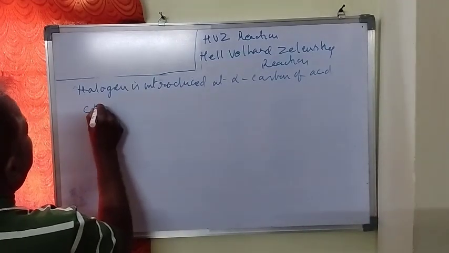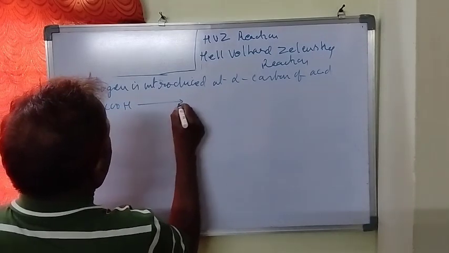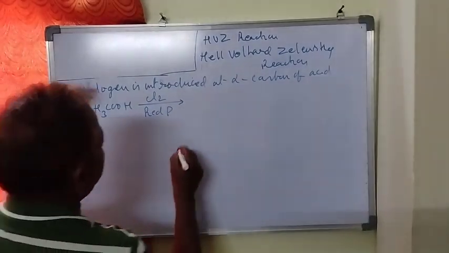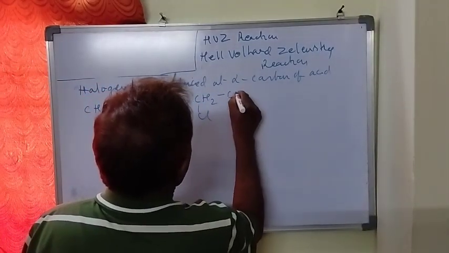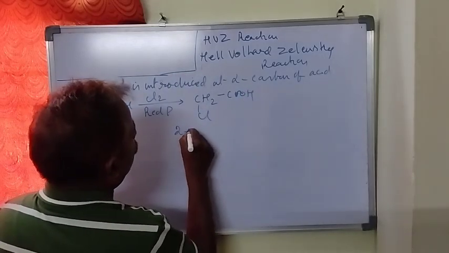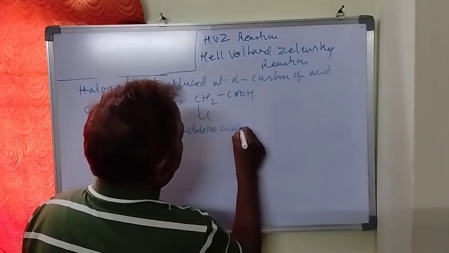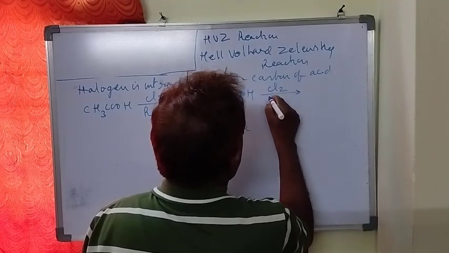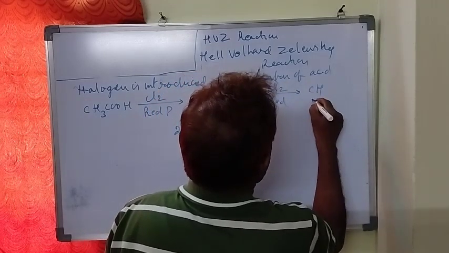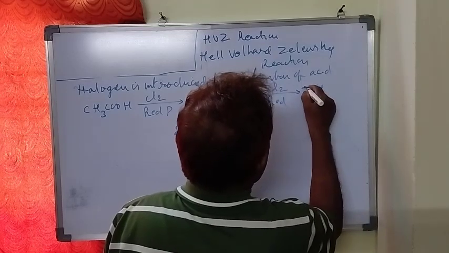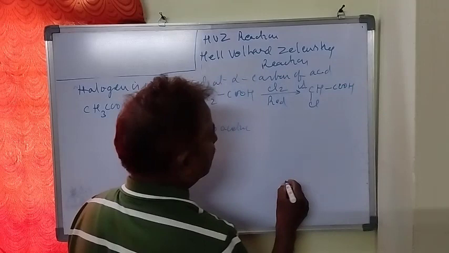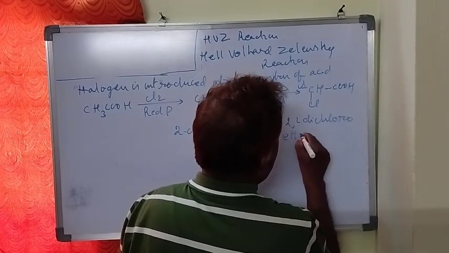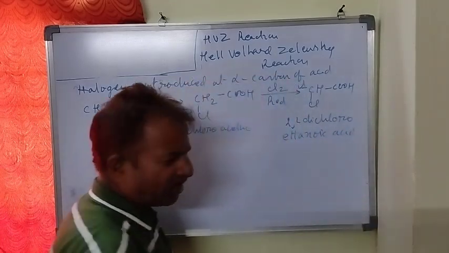So here this is acetic acid. Acetic acid is treated with chlorine in the presence of red phosphorus, and we get CH2Cl COOH, which is 2-chloroacetic acid or alpha-chloroacetic acid. On further treatment with chlorine and red phosphorus, we get CHCl2 COOH, which is 2,2-dichloroethanoic acid, ethanoic acid or acetic acid.